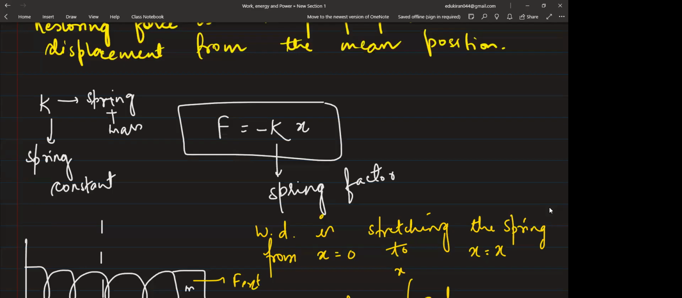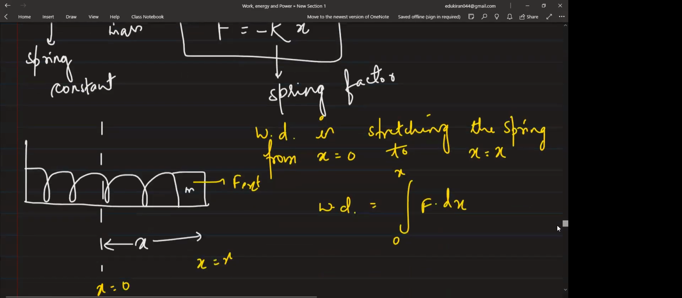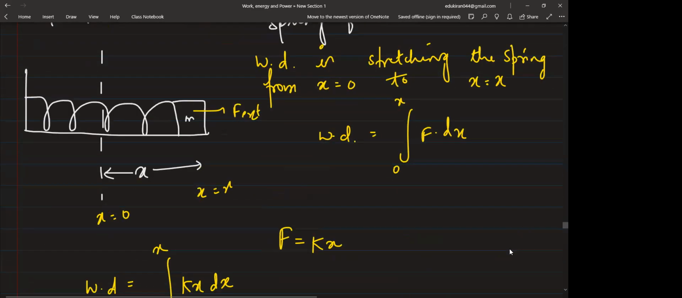For different systems, we have different values of the spring factor. For the spring mass system, we have the term spring constant. This is the spring factor or the constant term here. Now work done will be F dot dx. When you are stretching the spring, the work done is force dot displacement. So from 0, the mean position, to the extended displacement x, we are extending it.